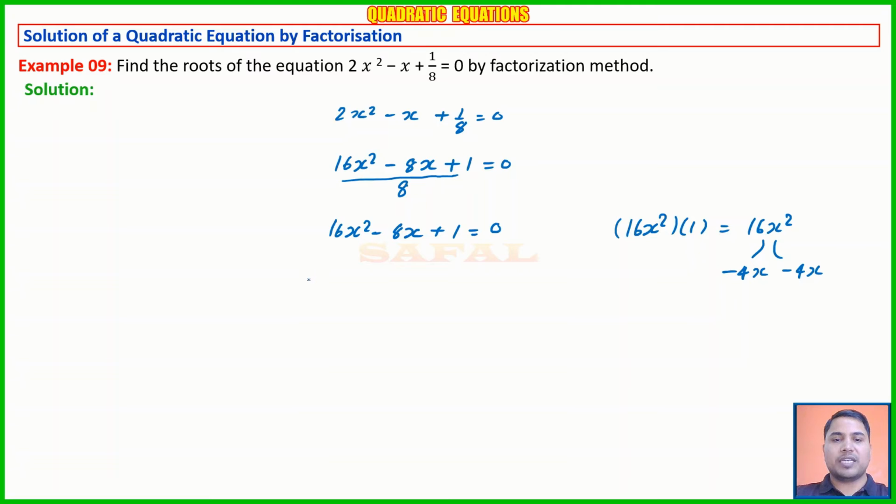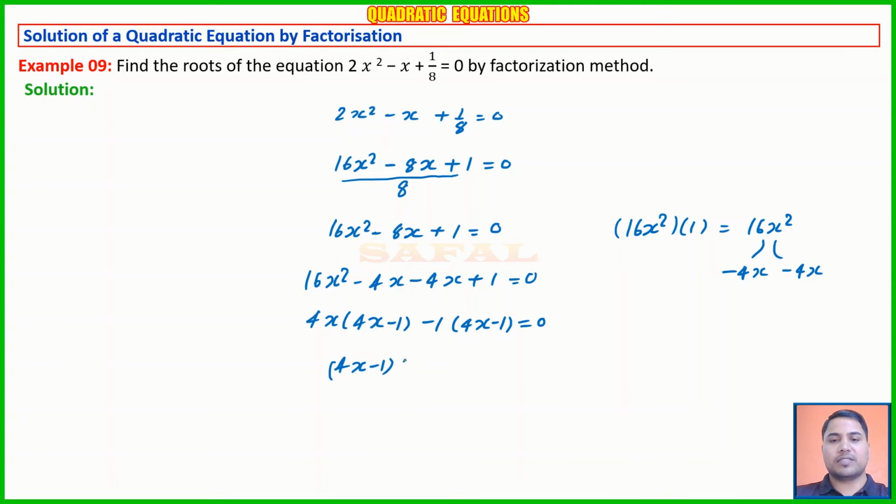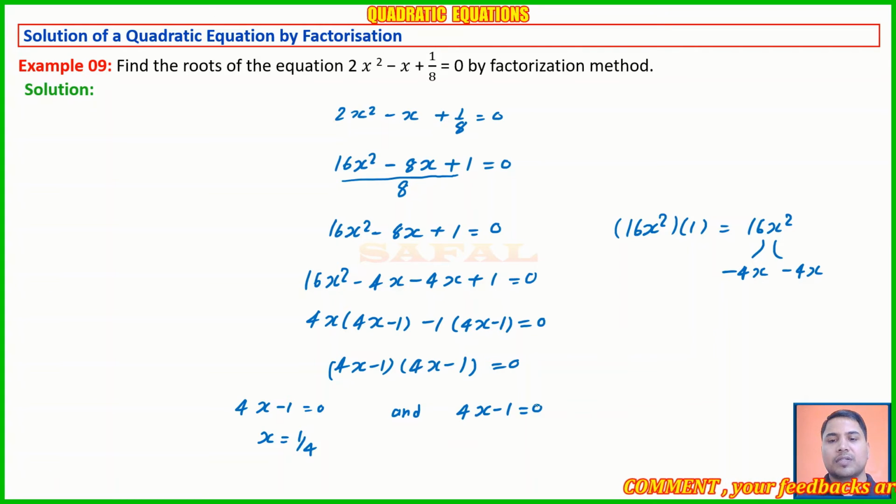So the middle term I can split it as minus 4x and minus 4x, and this plus 1 will remain as it is. Now 4x I'll take common, so 4x minus 1, minus 1 I'll take common, so again 4x minus 1. So both the linear factors here also we are getting as same, and the linear factors are 4x minus 1. So first one I'll equate to 0, so 4x minus 1 equals 0, so this will give x equals 1 by 4.